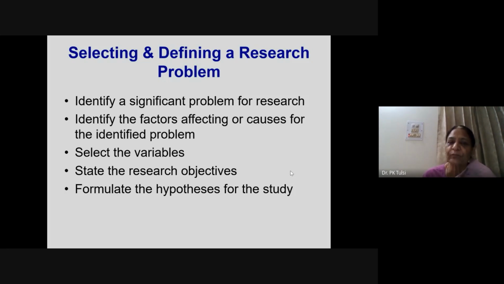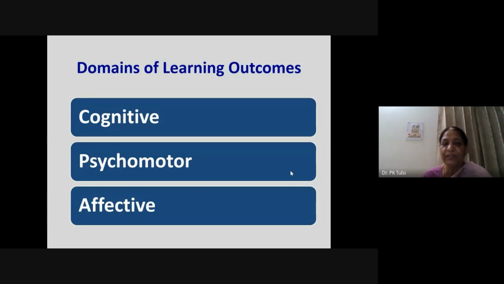Now, these outcomes can be classified into different levels. Bloom, way back in 1956, when they wrote the educational objectives, tried to classify them into three domains. One is the cognitive domain, the second is the psychomotor domain, and the third is the affective domain. From the term itself, it is evident that cognitive means anything related to the acquisition of knowledge. Psychomotor deals with the acquisition of skills, which involve cognition as well as muscular coordination.